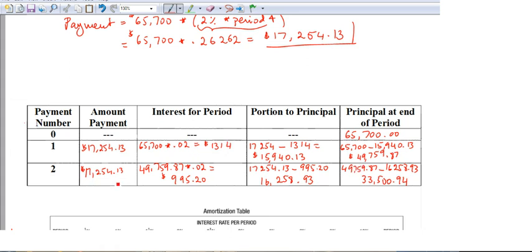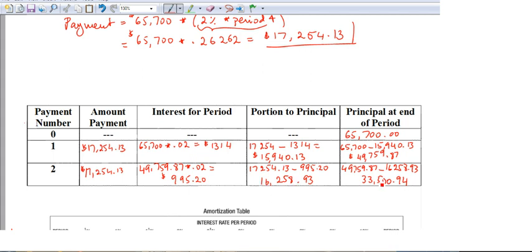So again, we make another payment. From this payment, part of it is going to go for interest and part is going to go toward the principal. Since the last amount of the loan was $49,759.87, we find the interest based on this amount, multiplied by 0.02, and we find 995 is interest. Subtract that from the payment, and what's left is the portion to the principal.